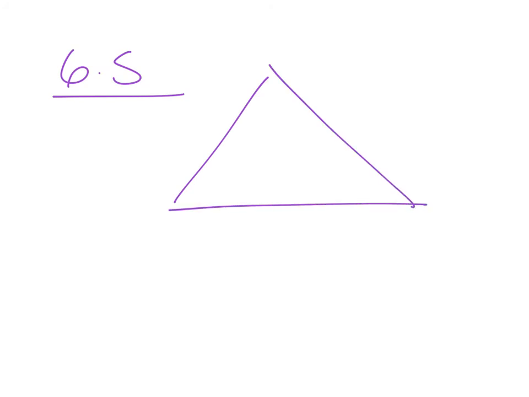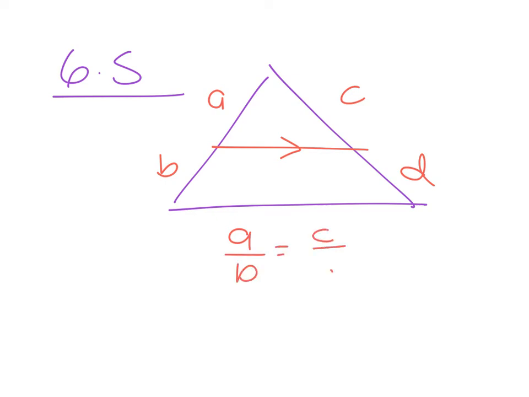Okay, and then 6.5 is what we talked about yesterday. So 6.5 had your triangles with a parallel line. So this would divide this into proportional sides. So A over B would equal C over D. Or A over C would equal B over D. What threw you guys is if you got thrown in those, right?